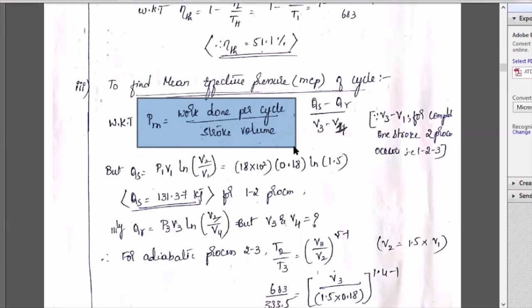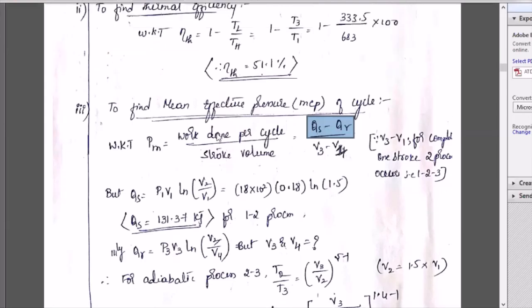So that's why we will write the formula of mean effective pressure as work done per cycle to the stroke volume. Now, how do you write work done? Always write work done as Qs minus Qr. How do you write stroke volume? Stroke volume we will write as V3 minus V1.